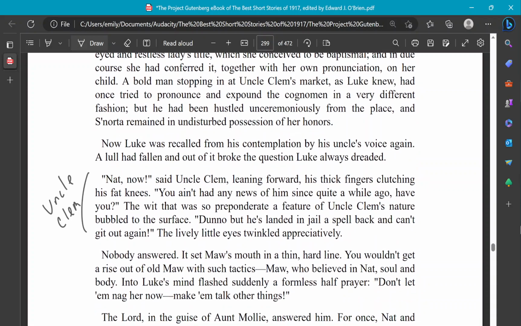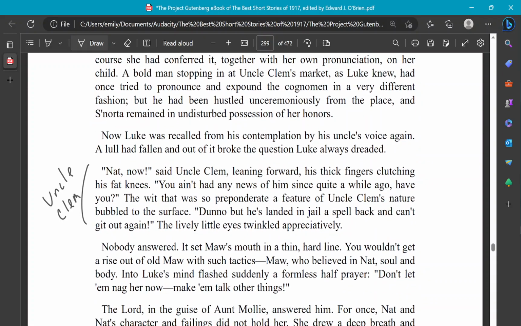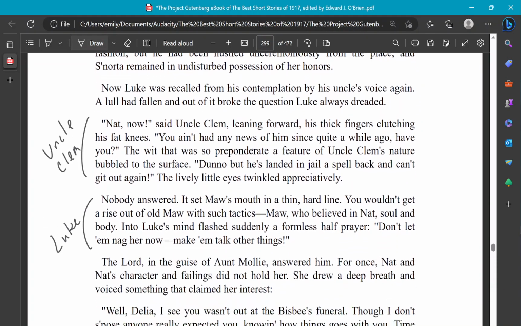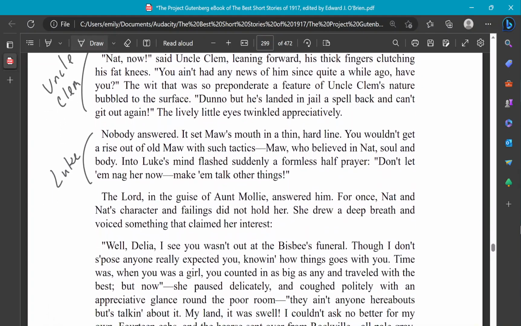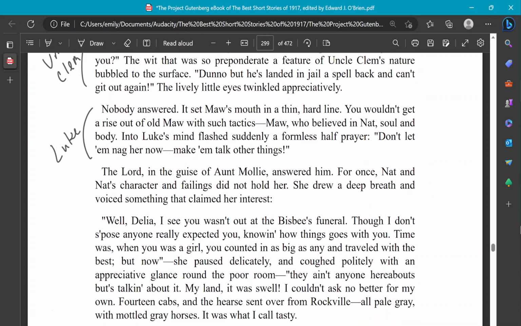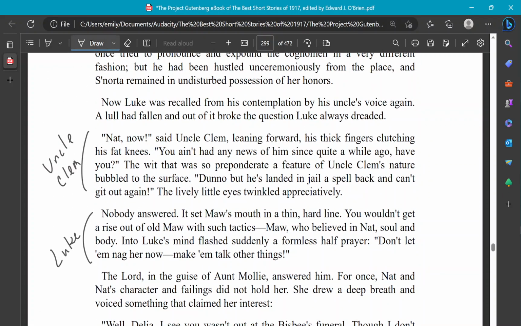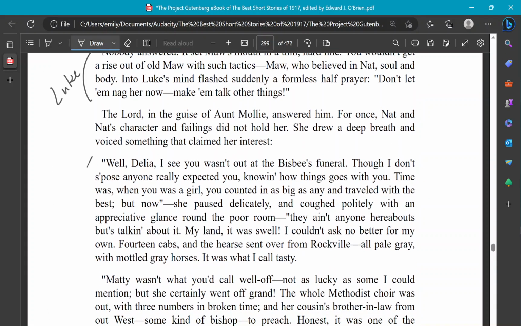And then nobody answered. This is Ma. In Luke's mind, this is Luke. This should be Luke. So Luke is probably the inner voice. I'm probably going to make that my own voice. And then Aunt Molly again. Let me make sure I pull it down better. Aunt Molly.